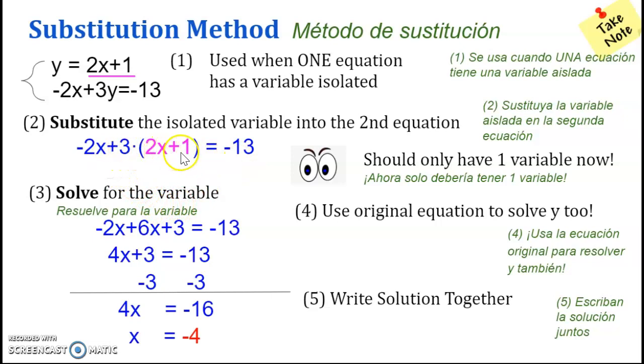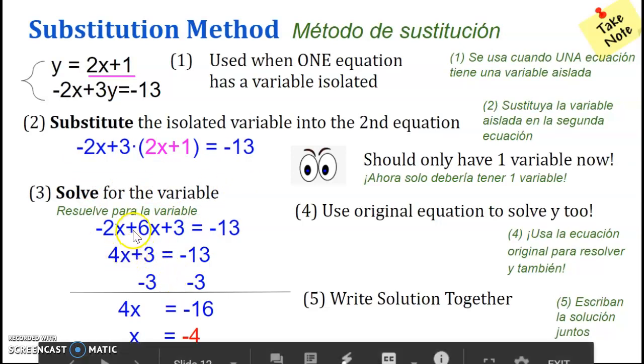Okay, when you see a parenthesis, how do we get rid of the parenthesis? With the number right in front. 3 is being multiplied, so we distribute by multiplying 3 to each of the terms inside the parenthesis. 3 times 2x is 6x, 3 times 1 is positive 3. So 6x plus 3 is the result of this. We still have negative 2x from the beginning, and it is equal to negative 13 on the other side.